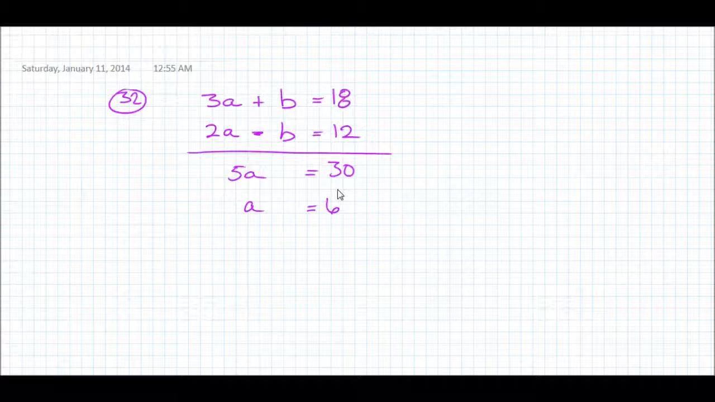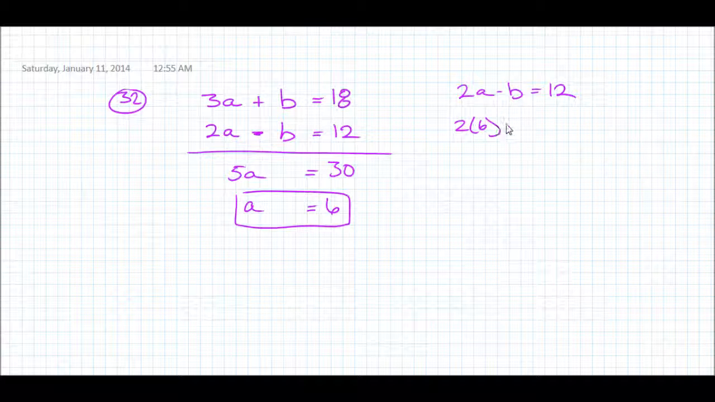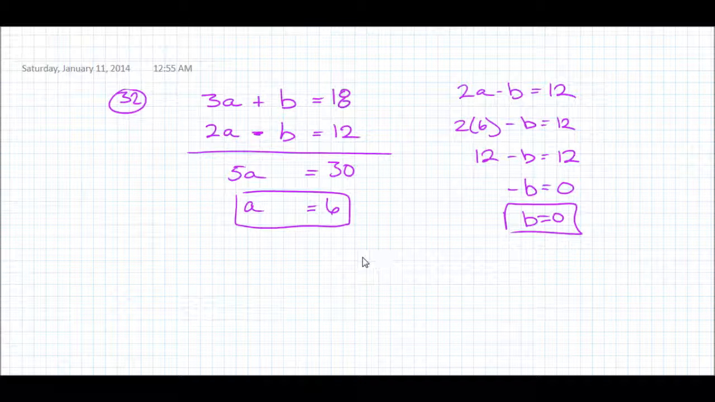Okay, so let's use the second equation. 2a minus b equals 12. Well, let's put the a in. So that would be 2 times 6 minus b equals 12. So that would be 12 minus b equals 12. Subtract 12 from each side. Negative b equals 0. So b is equal to 0. So our solution set is a comma b, so 6 comma 0.